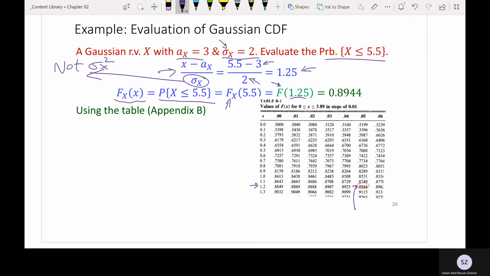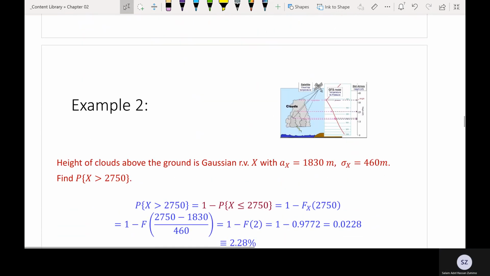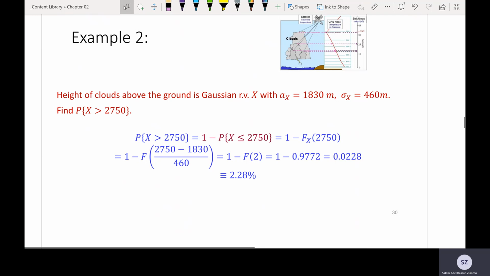Okay. Any questions? Another example. Now here we have some words, not only numbers. So here we have the clouds above ground, which is a Gaussian random variable. With random variable x, basically above the ground, the altitude of the clouds is represented by a random variable.